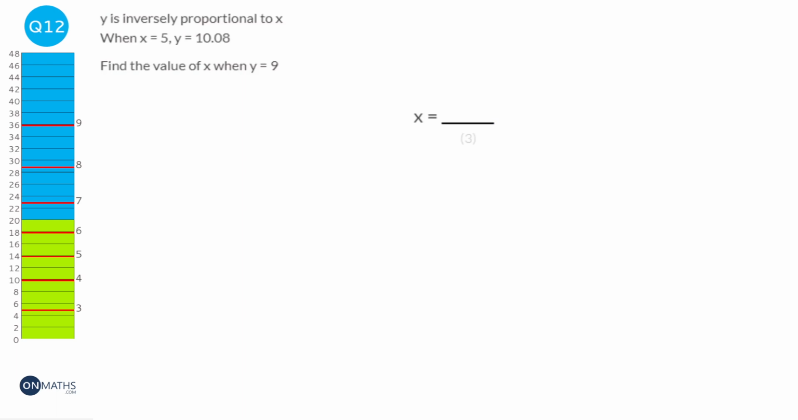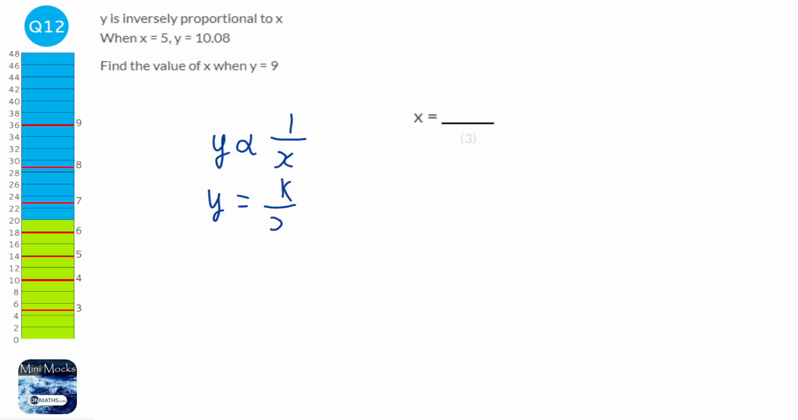Y is inversely proportional to x means that y is proportional to 1 over x. And I'm going to change that for an equal sign by timesing the right hand side by k. And k represents our constant. And we're told that when x is 5, y is 10.8. So I'm going to substitute those in to be able to find out what k is going to be. So it'll be k over 5. And we're going to be solving this.